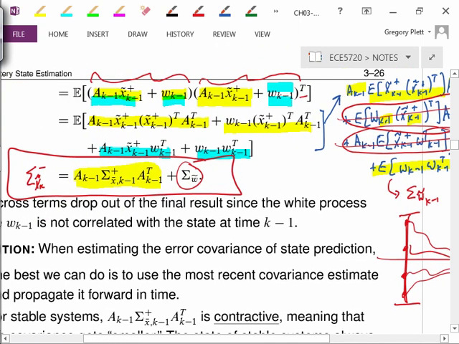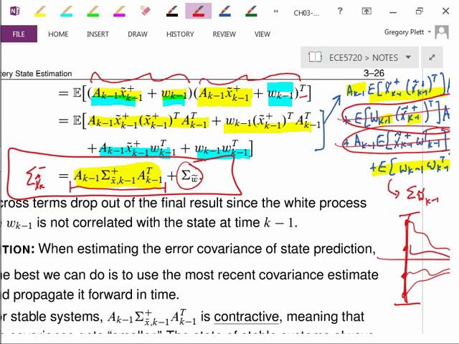So this first part here is what's happening to the uncertainty simply due to the passage of time. If the system is stable, the uncertainty is getting smaller. If the system is unstable, the uncertainty is getting bigger. If the system is marginally stable, then the uncertainty is staying the same.